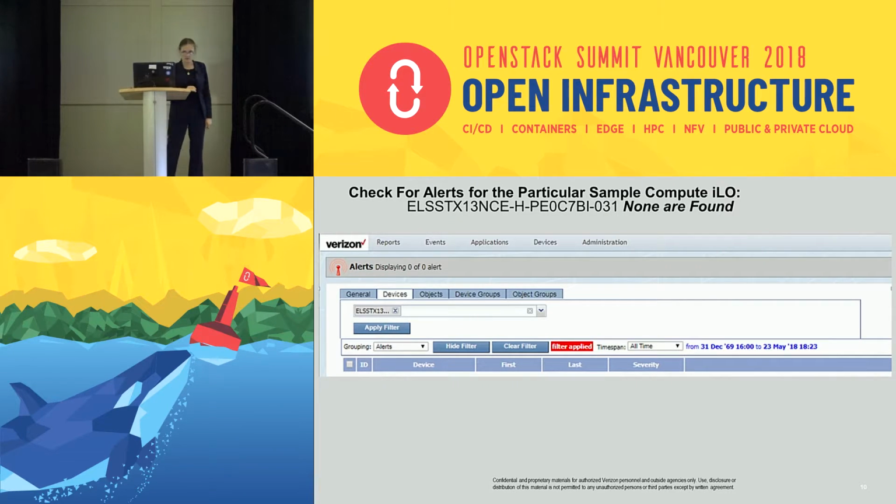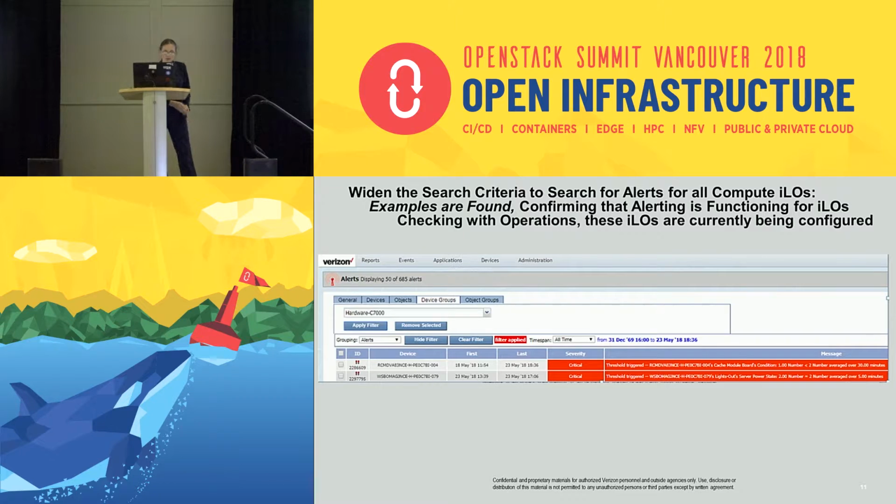So then what kinds of alerts do we get for our hardware? For this particular sample, I checked in the system, and didn't find any alerts at all. So, okay, does that mean that everything's wonderful, or does it mean that somehow we don't have alerts configured? Well, let's broaden our search. And so I broadened it to just include all of our iLOs. And sure enough, we see a couple, actually there were more than a couple, but a couple examples pop up. And these look kind of not very good if they're critical alarms.